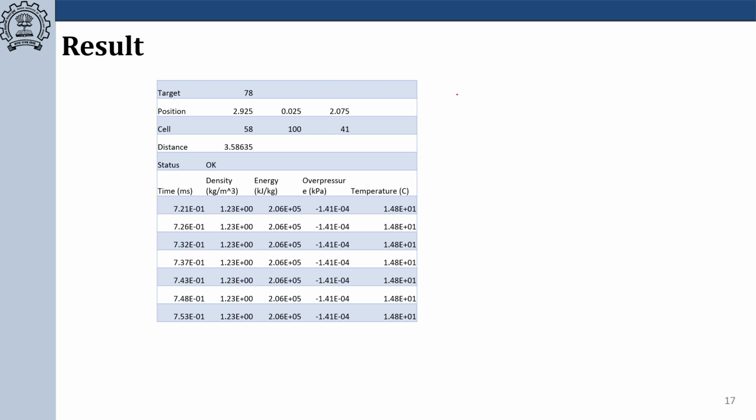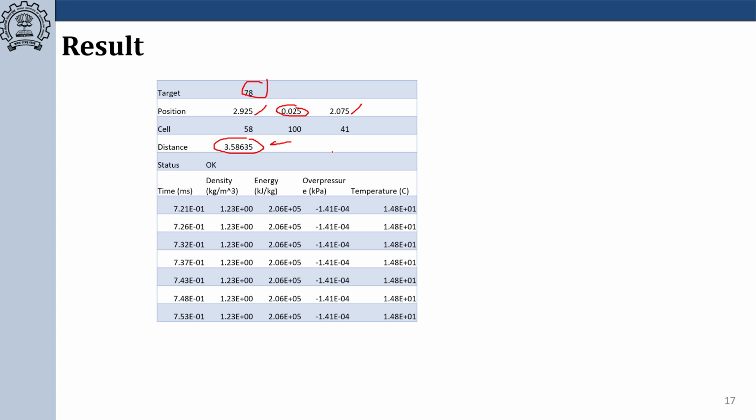And the other thing is your point data. I have considered the target 78 data. In target 78, the position is 2.95 meter, and 0.025 is roughly at the center, 0 with respect to the center of the structure, and 2 meter height from the structure. So we will be getting the total distance. It computes the total distance, like the cube root of this; all these parameters will give you the distance.